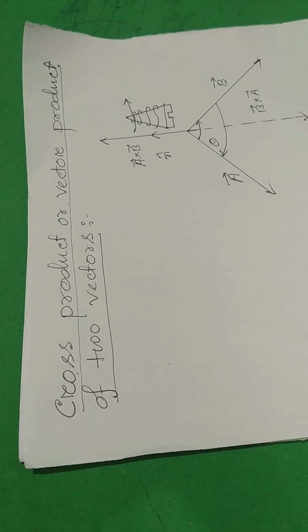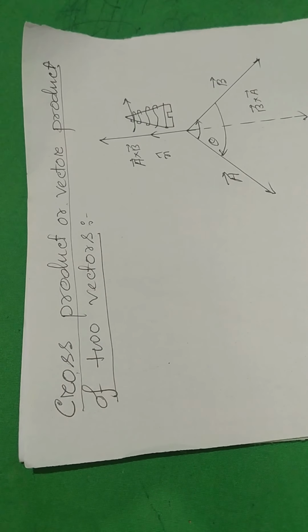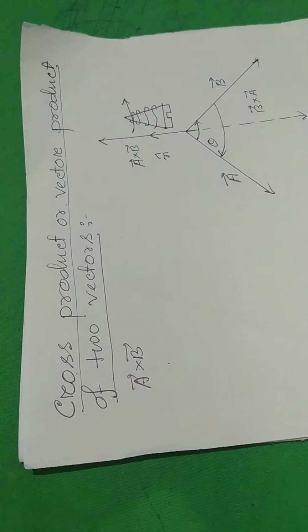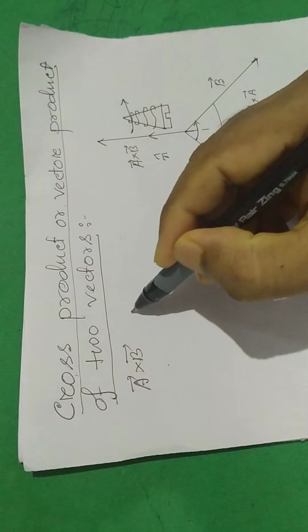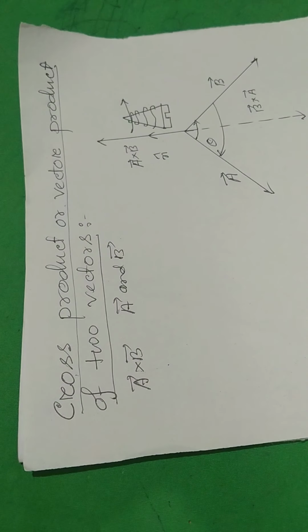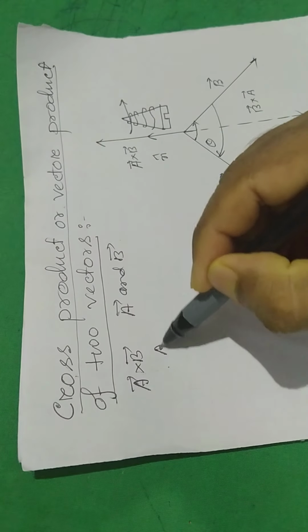angle between them. You see the diagram, A and B are two vectors. Then the vector product A cross B is at right angles to both A vector and B vector and points in the direction in which a right-handed screw will advance when rotated from the vector A to B.